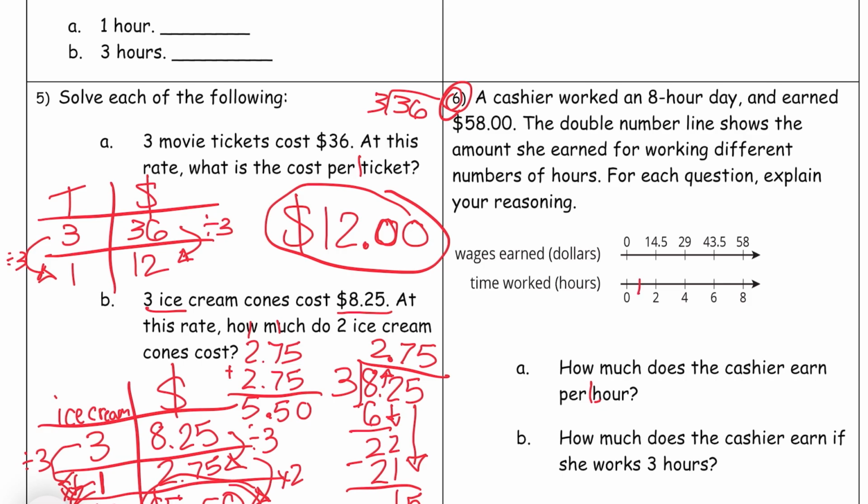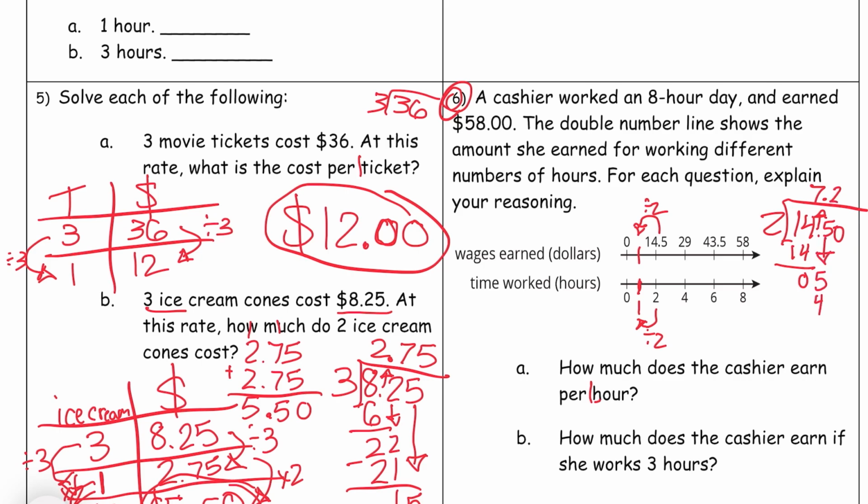So it doesn't tell us that right here, but you can do a table to find this out, or you could think, 2 divided by 2 gives me 1. So I'm going to divide 14.5 divided by 2. $14.50 divided by 2. 2 doesn't go into 1, but 2 does go into 14 7 times. 14 minus 14 is 0. Bring up the decimal. Bring down the 5. 2 goes into 5 2 times.